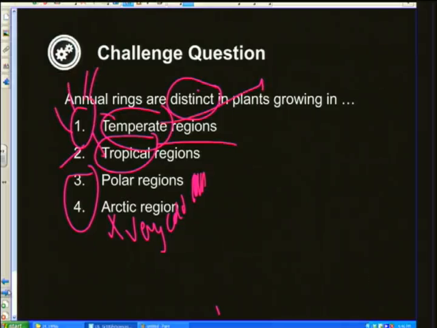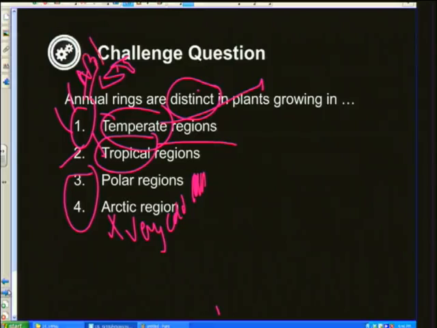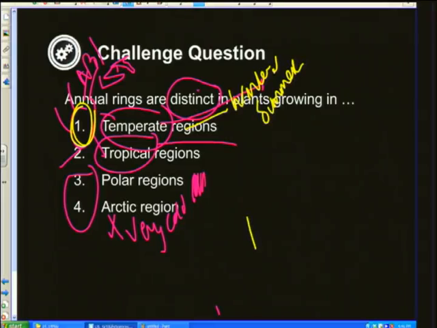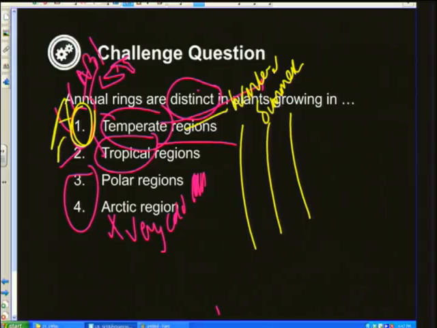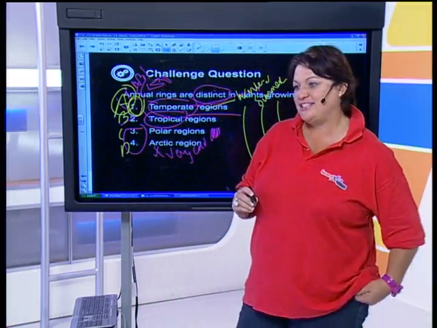Number 1 is the answer, because we're going to have different winter and summer, and because we have the seasons, it is much easier to see our annual rings. On Facebook, it's A, B, C, D, so A for number 1.